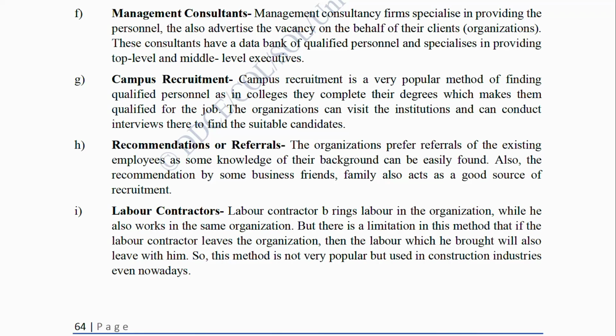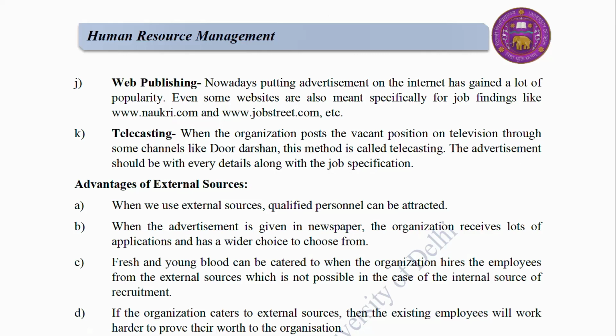Ninth, labor contractors. A labor contractor brings labor into the organization while he also works in the same organization, but there is a limitation in this method: if the labor contractor leaves the organization, then the labor which he brought will also leave with him. So this method is not very popular but is used in construction industries even nowadays. Tenth, web publishing. Nowadays, putting advertisements on the internet has gained a lot of popularity.